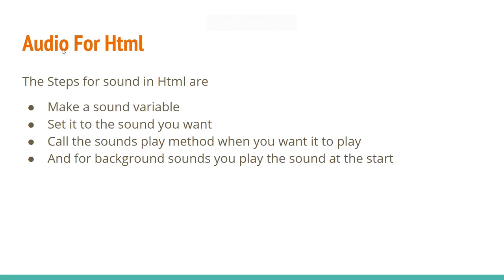Audio for HTML is very similar. You make a sound variable. You set that sound to what you want. It can be anything, just a basic sound effect. And then, like in Unity, you just call a play function from that audio source, and it will play when it happens. And if it's background music, you play it where the function starts, not necessarily where you need it to.